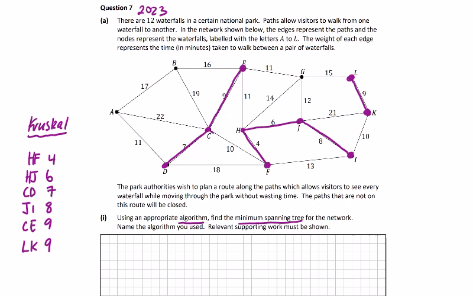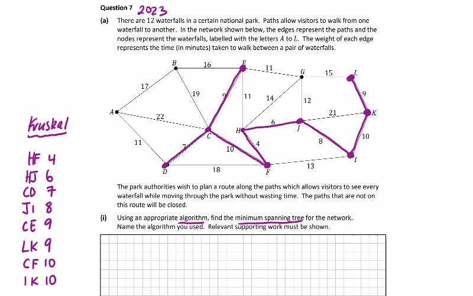Okay, CF. Doesn't close it off. CF at 10. We have a KI at 10 as well. Looks like here, IJK, IK at 10. Any other 10s? They look like the only 10s.